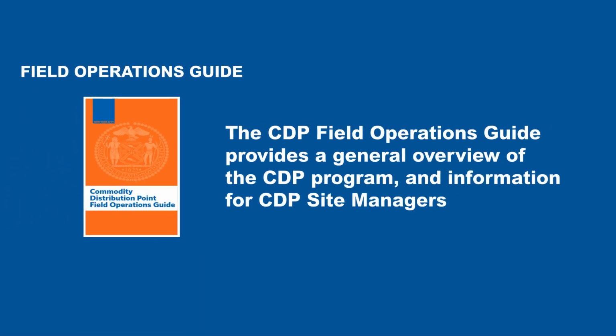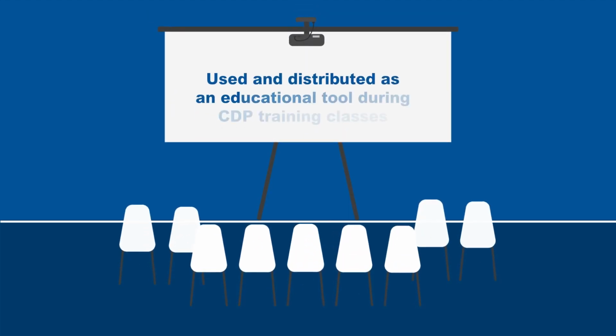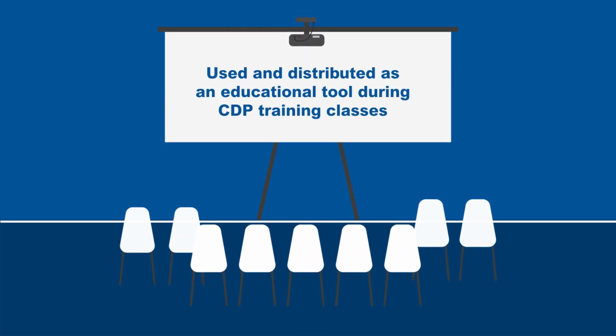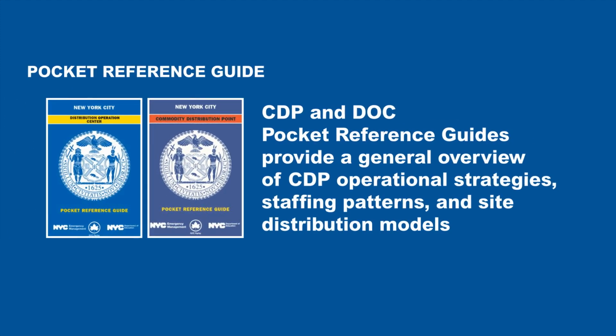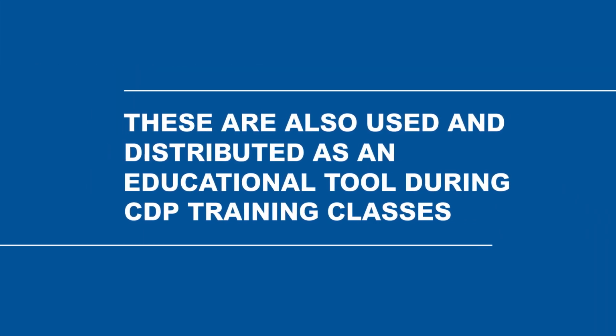The CDP Field Operations Guide provides a general overview of the CDP program, as well as detailed information that can be used by CDP site managers in the field. These are used and distributed as an educational tool during CDP training classes. CDP and DOC Pocket Reference Guides are small, one-page pamphlets that provide a general overview of CDP operational strategies, staffing patterns, and site distribution models. These are also used and distributed as an educational tool during CDP training classes.